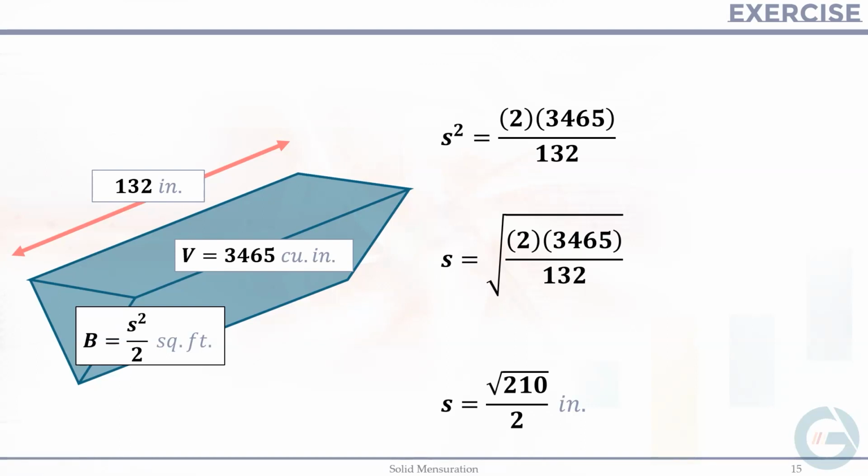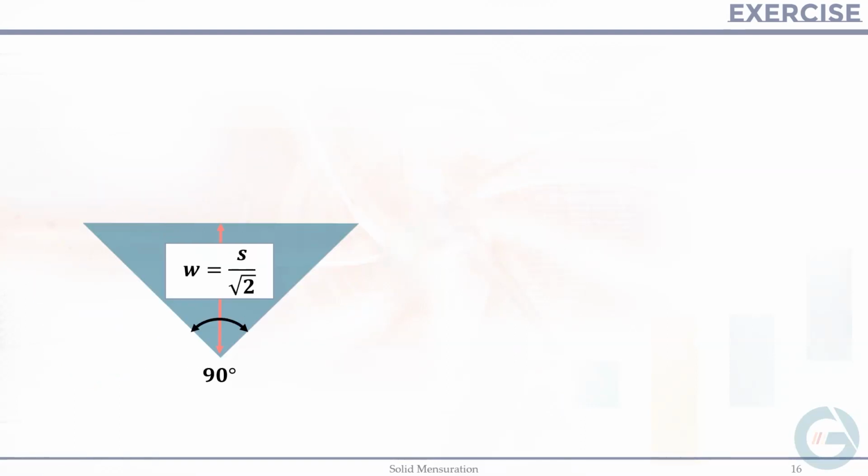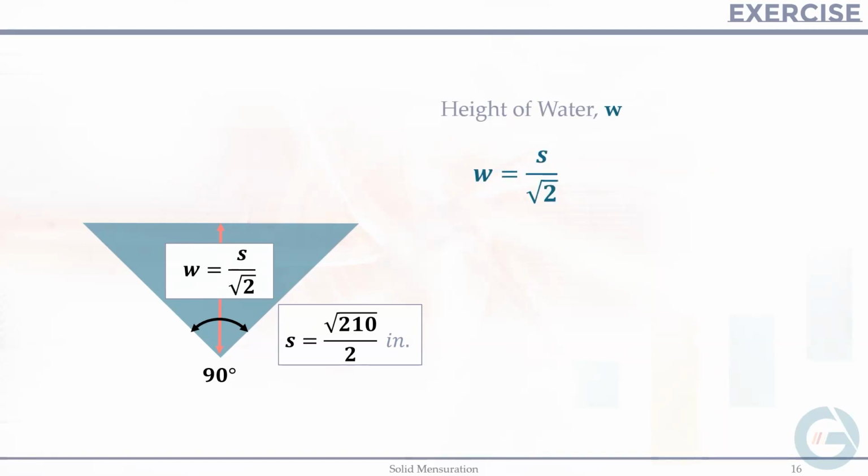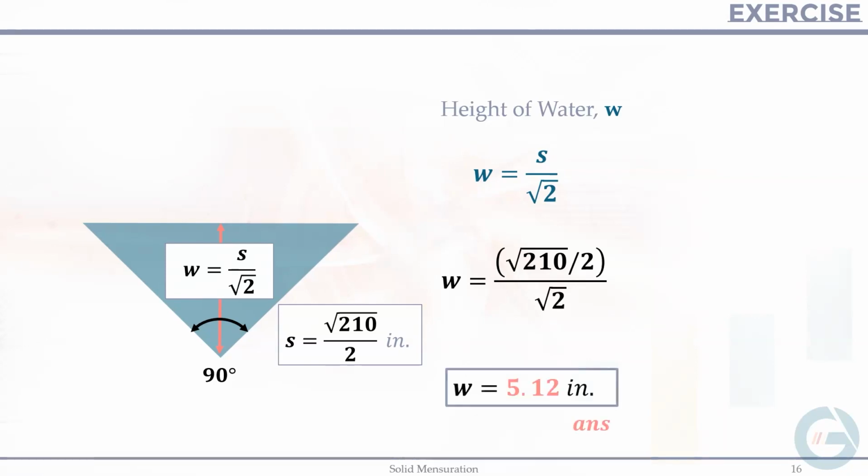And we are going to use this value to calculate the height of the water. That's why we have this equation derived earlier. We have S over square root of 2. So now our S has the value, which is square root of 210 over 2. Let's just plug in this value to the height of the water, which is given by this equation. The height of water is S over square root of 2, and S is square root of 210 over 2, so divided by square root of 2, and this will give us the height of the water, which is 5.12 inches. So this is the final answer.